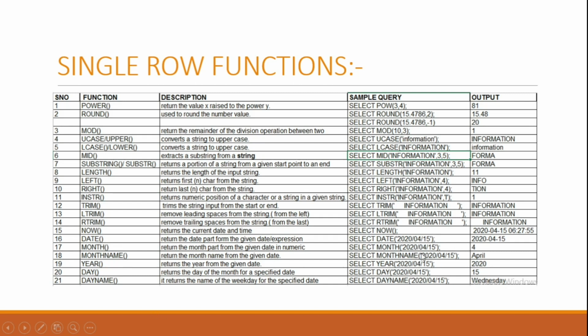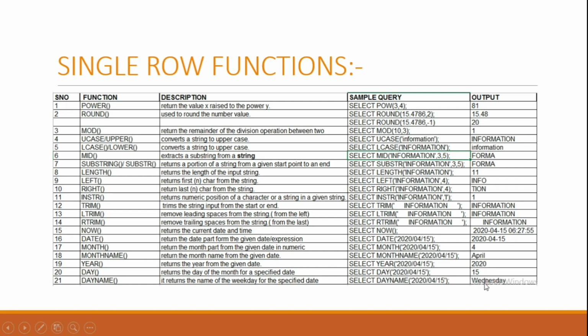Month. From the given date, if you want to extract the month part, you can apply the month function. And if you need the month name, you can apply the month name function. So the answer is coming as April. Year. From the specific date, it can extract the year part, and the answer is 2020. Day function can find out the day of the month, so the answer is 15. And the last function is day name. It returns the name of the weekday for the specified date. So this date is coming as Wednesday.